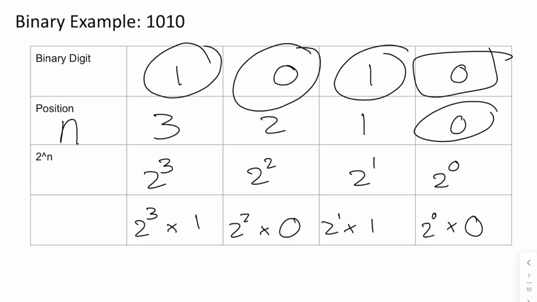Now, putting that all together and remembering that we're adding each column, let's start with our rightmost bit, our 0th bit. 2 to the 0 is what? 1. 1 times 0 is 0.